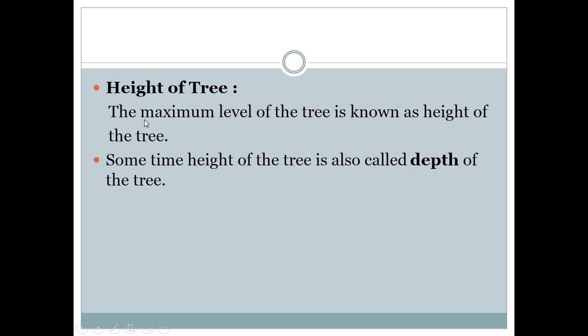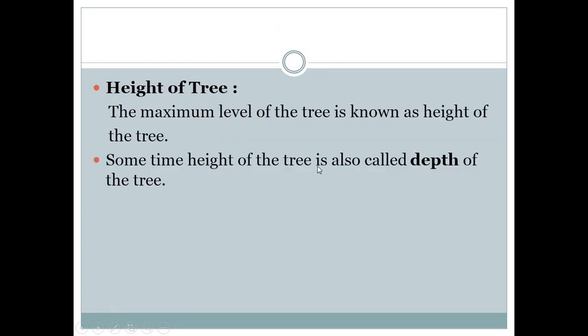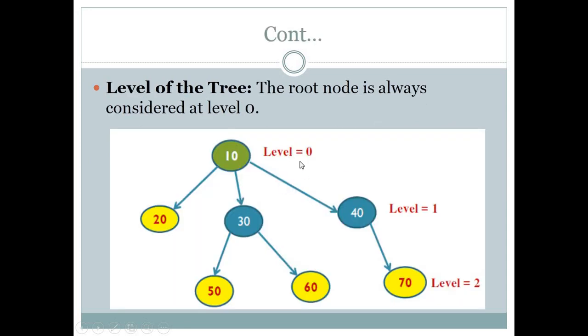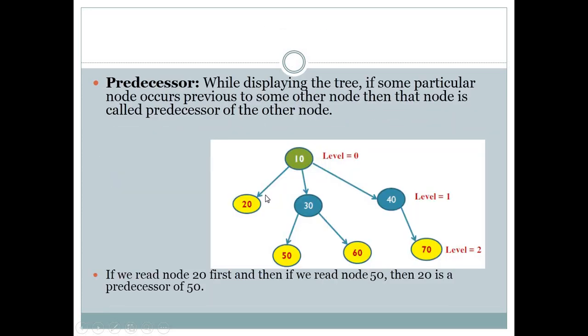Again understand, the maximum level of the tree is known as the height of the tree, and these are the levels of our tree. Okay, many times we consider that height of tree is also known as depth of the tree. If we call it depth of the tree, then it will be same as our level, or we can say height of our tree. Okay, so this is about height and depth of our tree.